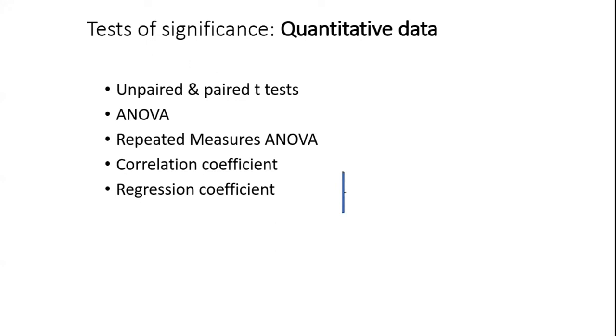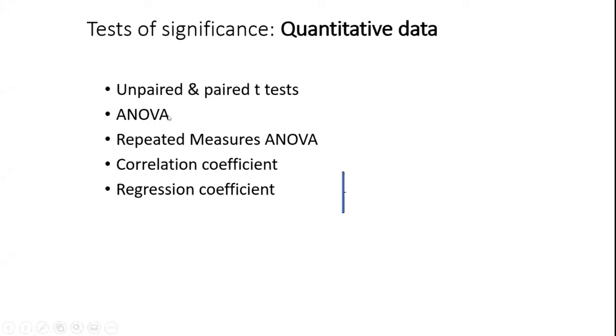Now, just remember some of the tests that you're going to use, because this is what you're going to write in your synopsis. For quantitative data, you have unpaired and paired t-test. Unpaired t-test: I have two groups and I'm comparing the means of them. Paired t-test: I have one group and I'm doing before and after measurements, then measuring the mean and SD of blood pressure, for example.